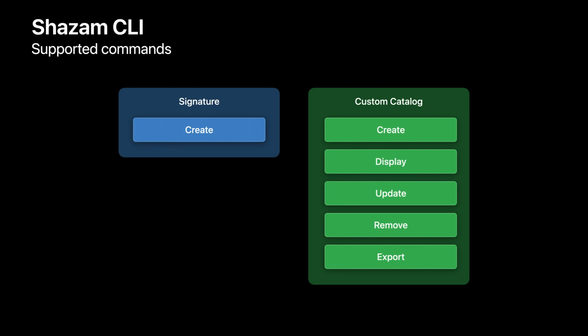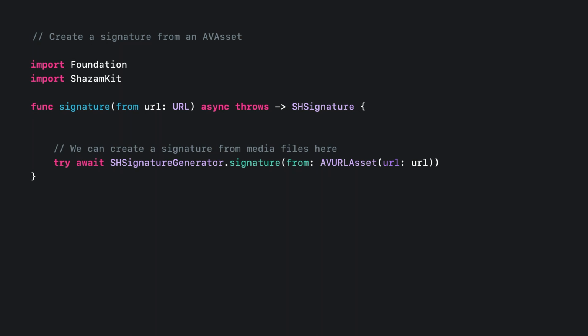Next, onto how the CLI created the signatures from the food math videos. SHSignatureGenerator now has a new method, signature from asset, that's available on all platforms. With this method, there's no more manually pulling audio buffers from media. Simply pass an AV asset with an audio track to turn it into a signature. If you have multiple tracks in your asset, they'll be mixed together, ensuring the signature captures everything.